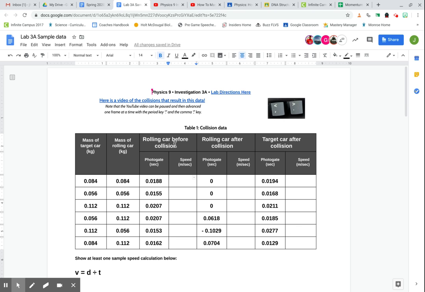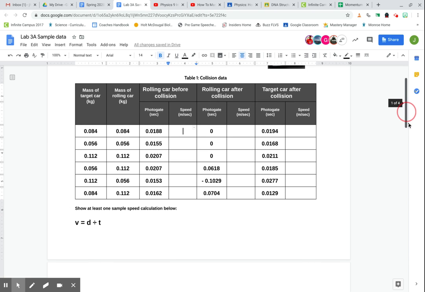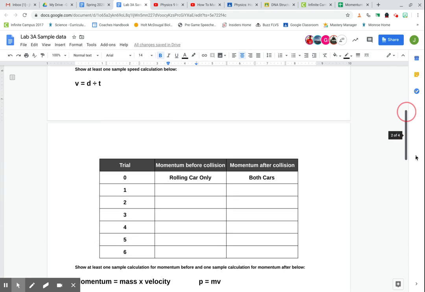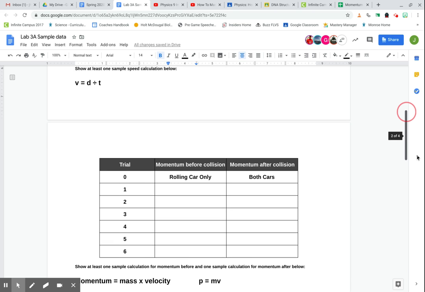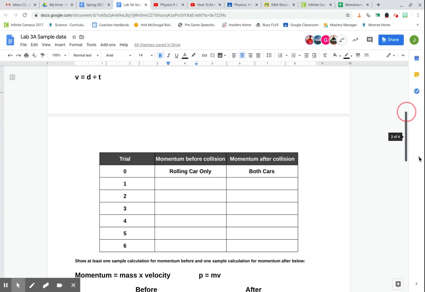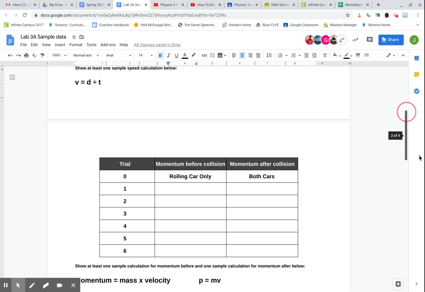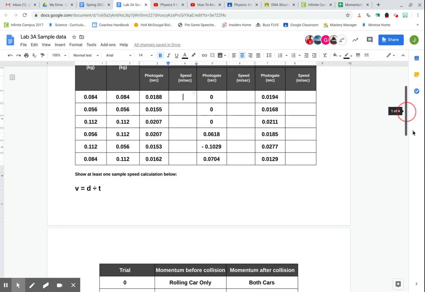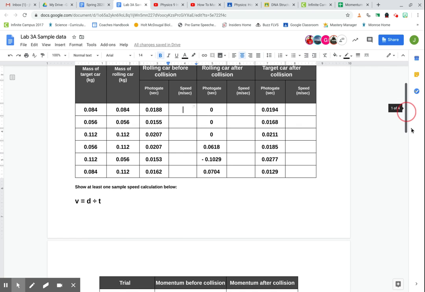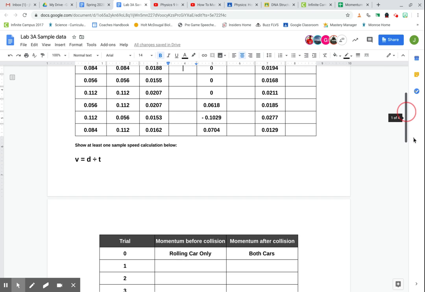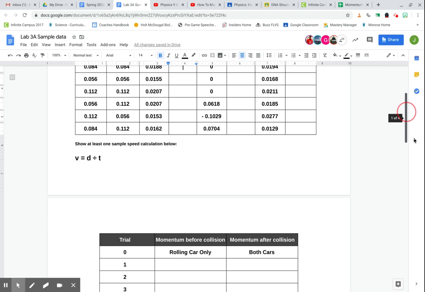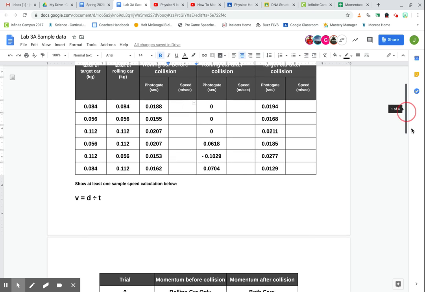Essentially what we're doing is calculating the speed of the rolling car before collision, the speed of the rolling car after collision, and the speed of the target car after collision. From there, you'll use data table 1 to fill out data table 2. Data table 2 is calculating momentum. So we have the rolling car before collision. The thing we have to understand is that the target car was not moving before the collision, so its momentum is automatically 0. So the only thing I need before collision is the momentum of the rolling car.